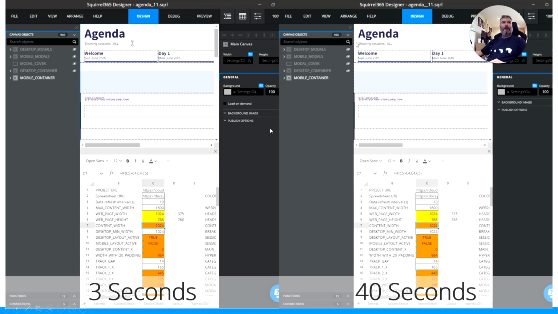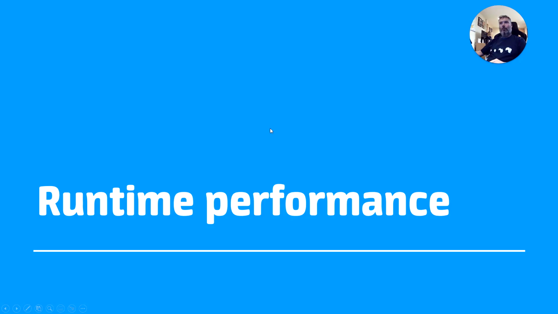But that's not all we focused on with performance. We've also looked at the runtime performance. The runtime is when you go into preview, and also when you launch the application either from the cloud or when you locally export, the time it takes from when you launch the website for when the user then gets the visibility of your Squirrel projects. That's the bit that we've been focusing on as well.